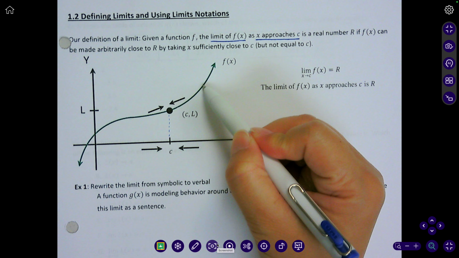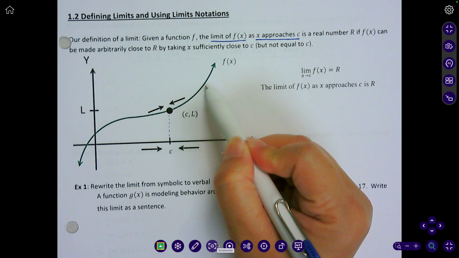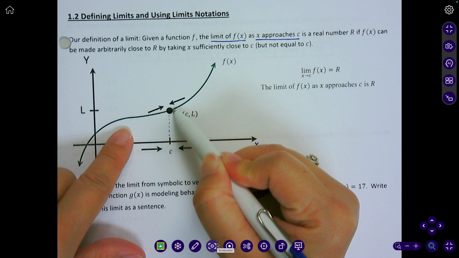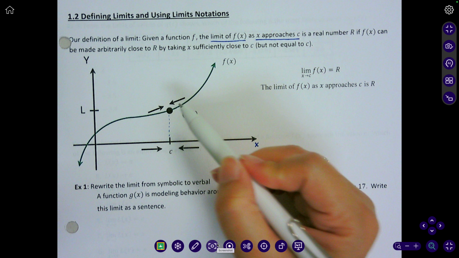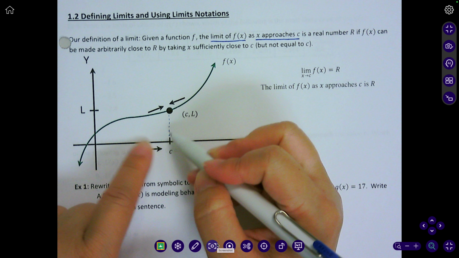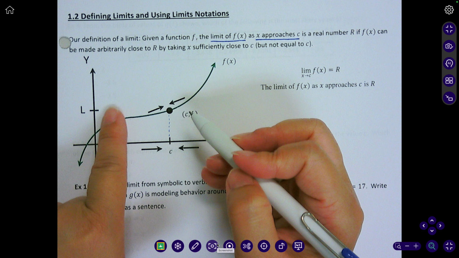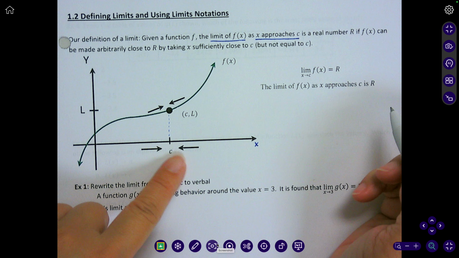Now, if I were to look at the right side, because if I were to approach c from the right, then my function is going down. And again, it's going down to this y value. You guys see that? So what I'm asking you is, as x gets close to this number, where does your y get close to? Is it getting close to L or something else?